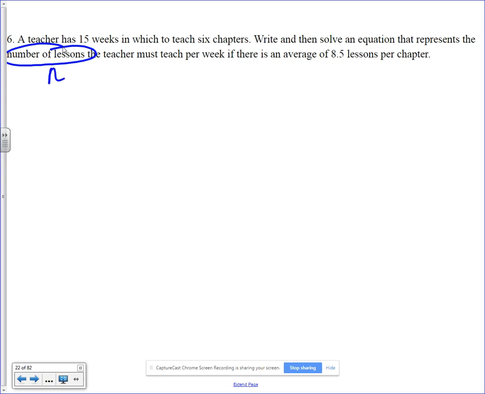Okay. Well, how am I going to figure out how many lessons I need to teach every week from this information? 8.5 for every chapter. How many chapters do I have? 6, right? So what are you going to do with those two numbers to get a total number of lessons? 8.5 per chapter for 6 chapters. Say it again. I just didn't hear you, Tyler. Multiply. Yep. We're going to take those 6 chapters, multiply it by 8.5. That gives me a total number of lessons.